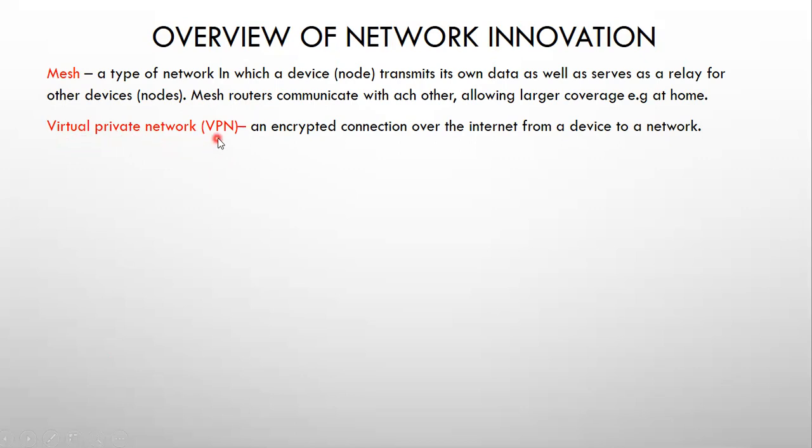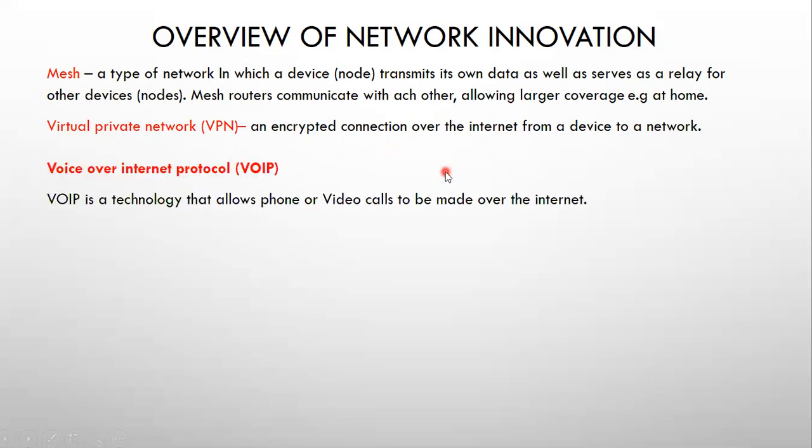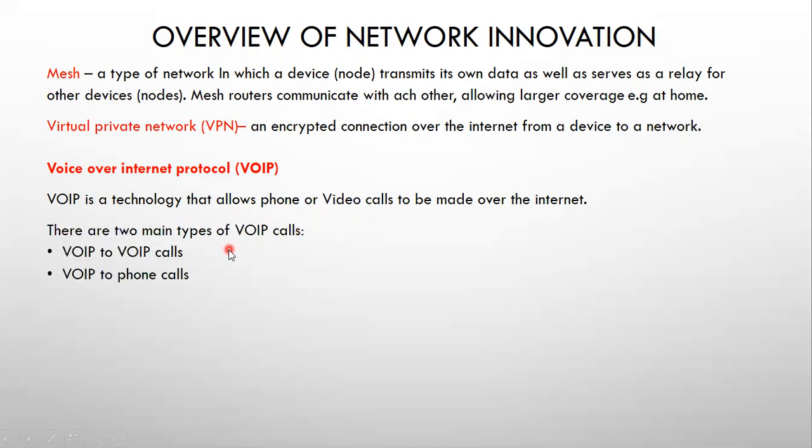A virtual private network, VPN, is an encrypted connection over the internet from a device to a network. This allows connection over the internet from a device to a network. So connecting to a network through a virtual private network will make sure it's encrypted. We also have VoIP, Voice over Internet Protocol. It's a technology that allows phone or video calls to be made over the internet. So you can make phone calls or video calls. There are two main types of VoIP calls: one is from VoIP to VoIP and the other is VoIP to phone calls.